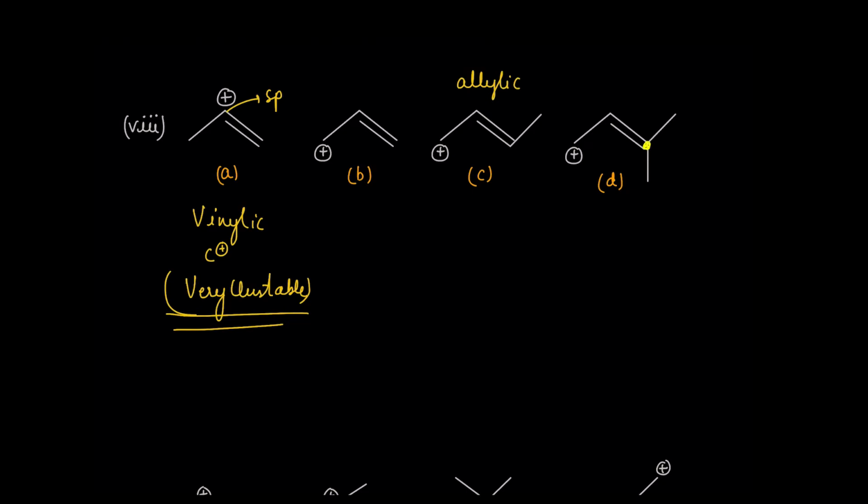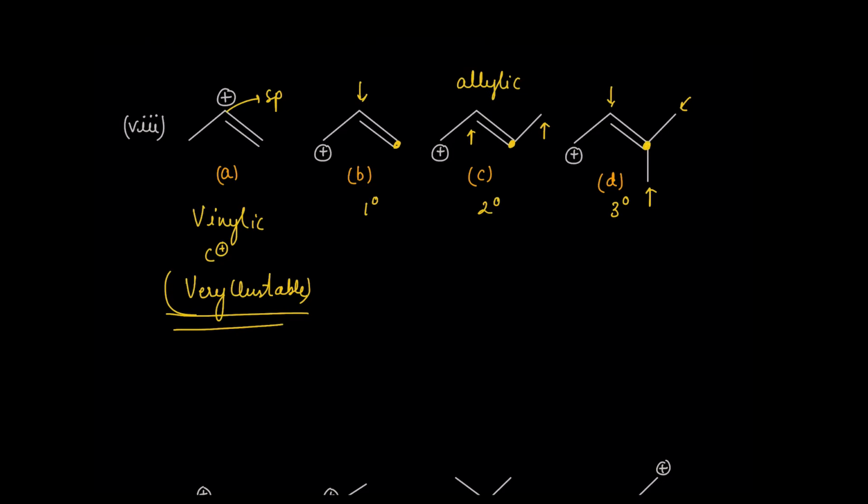This is primary, secondary, and tertiary. How do we determine the degree of this allylic carbocation? So always look at this carbon atom. The number of carbon atoms attached to that carbon atom is the degree of this allylic system. So here we have one carbon attached, that's why it is primary. Here we have two carbons attached, that's why it is secondary. Here we have three carbon attached, that's why it is tertiary.